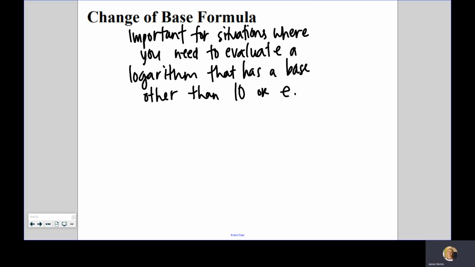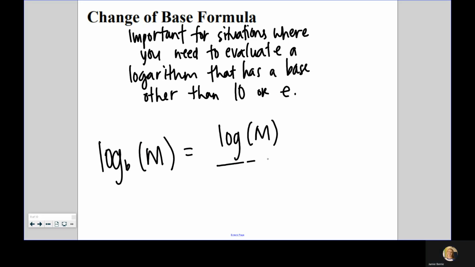All right, so we know that log base 10 is called our common logarithm. Logs base e are called our natural logarithm. So this formula is going to be used when we are trying to evaluate a logarithm and we have a base other than 10 or e. And this is how the rule goes. It says log base b of m equals log of m over log of b.